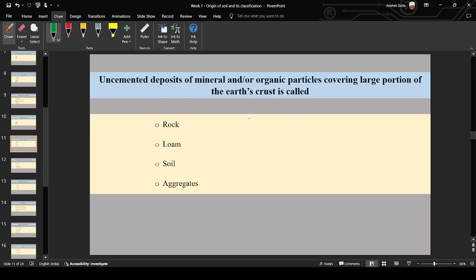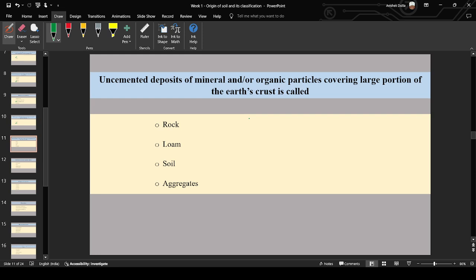Uncemented deposits of mineral and or organic particles covering large portion of the earth's crust is called. Now the options, though they are similar, but the statement of the question is a very generalized definition of one term, that is soil.